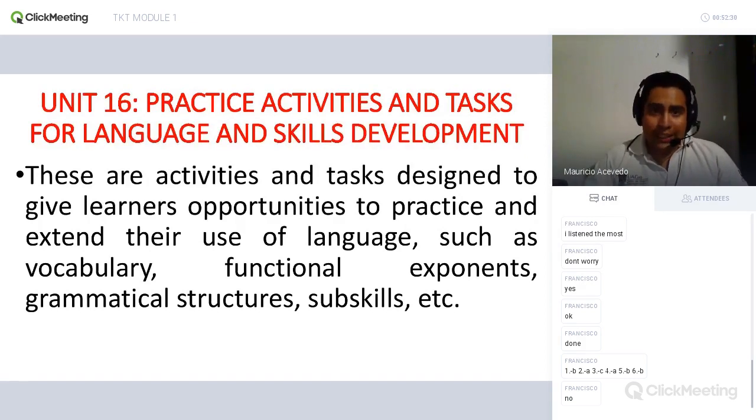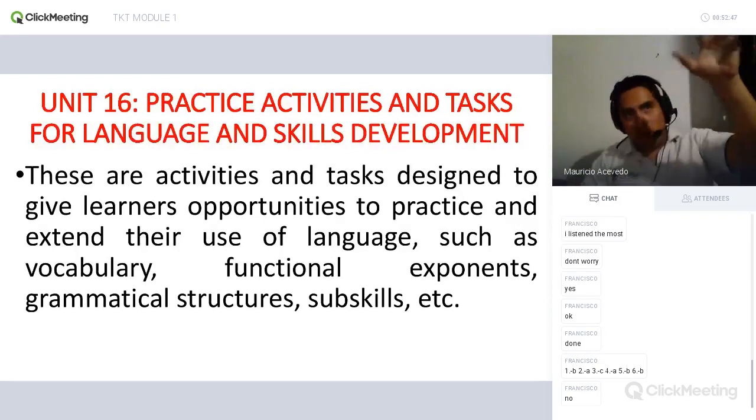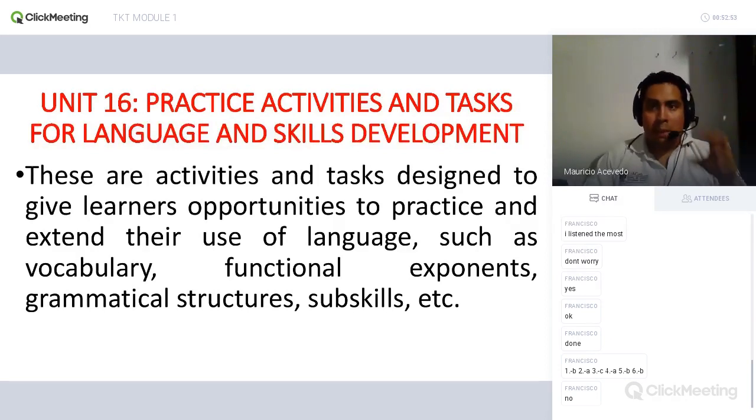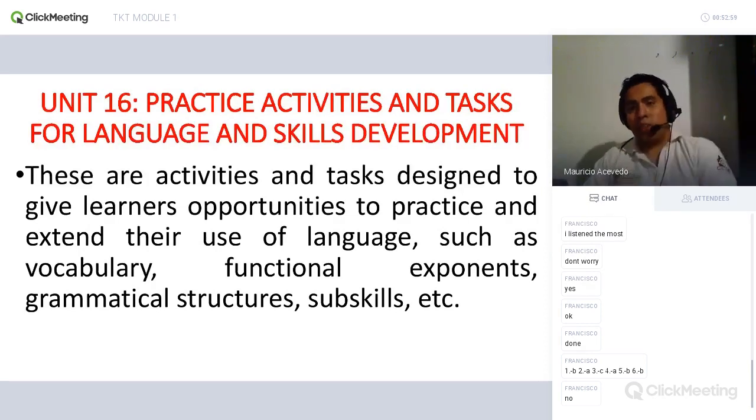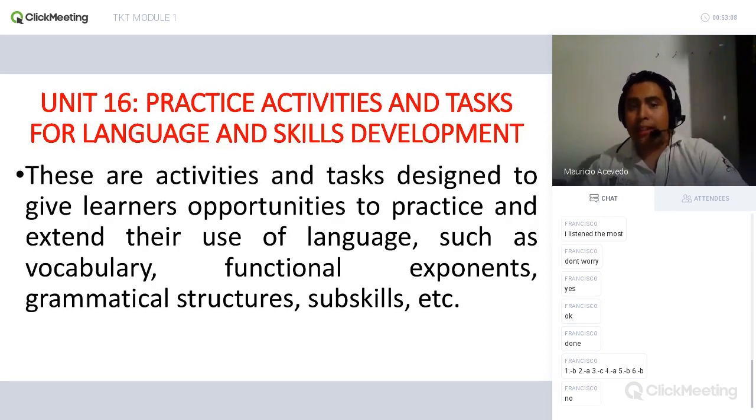These are activities and tasks designed to give learners opportunities to practice and extend their use of language, such as vocabulary, functional exponents, grammatical structures, subskills, etc. Remember that in your lesson plans, you might have warm up, introduction, and then practice. I don't know how you work with your lesson plan, but this is basically the practice, the body of your class. This is the moment in which the students have the chance to practice the language. It's very important because sometimes we get confused between an introductory activity and the task itself.